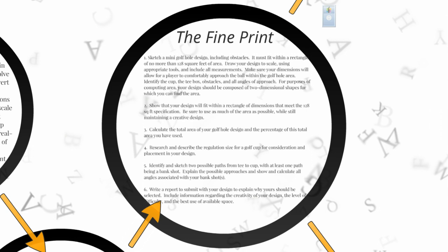Okay, step 2 says that you have to show your design will fit in a rectangle of dimensions that meet the 128 square foot specification. Be sure to use as much of the area as possible while still maintaining a creative design. So don't just make a big old rectangle is what they're saying. Be creative with that 128 square feet. Okay. All right, number 3 says to calculate your total area and the percent of the total area that you have used.